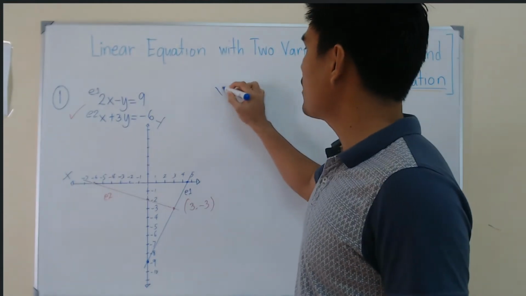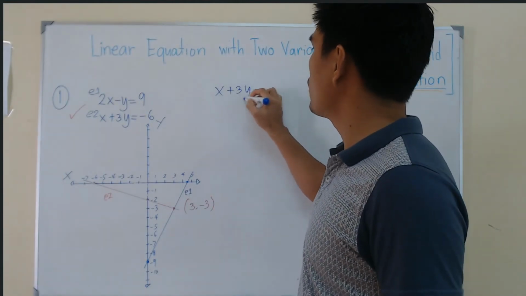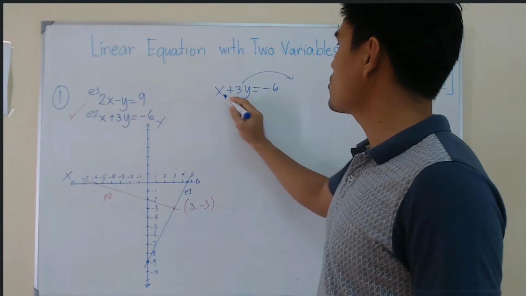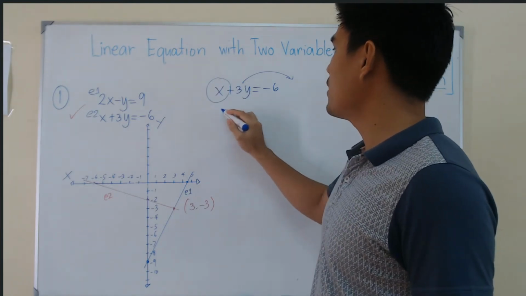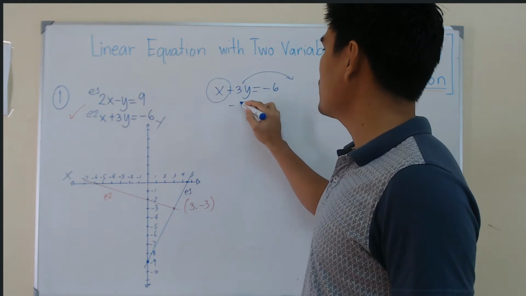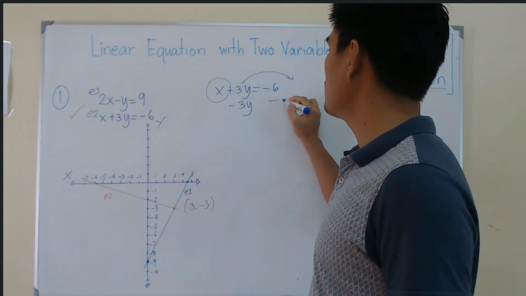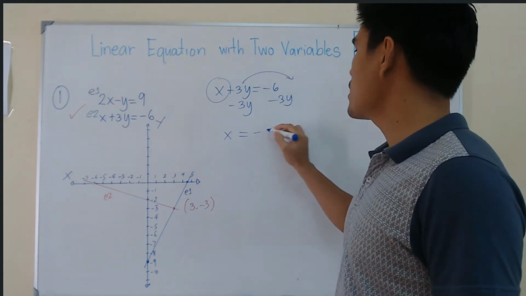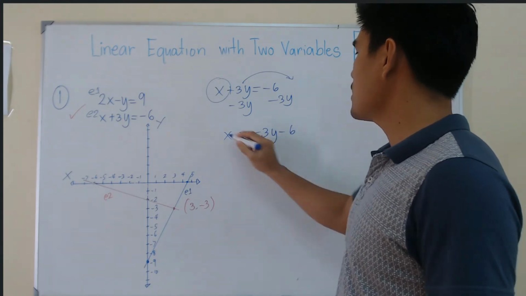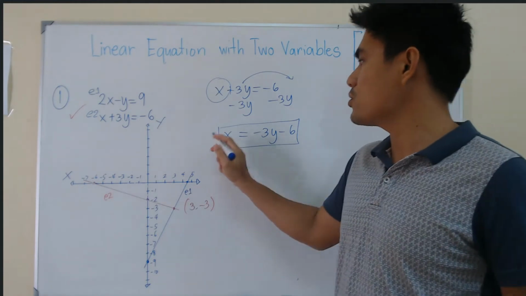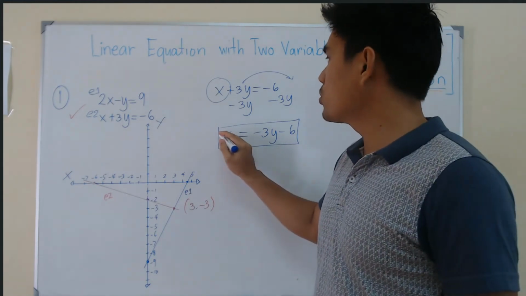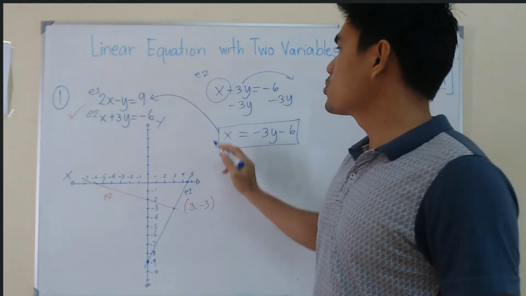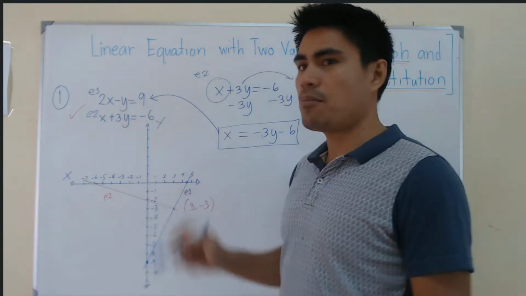So to do that, we have x plus 3y is equal to negative 6. We're going to move 3y to the other side to isolate the x. So we are going to subtract 3y from both sides. So x is equal to negative 3y minus 6. This is the equation we're going to use to substitute into equation number 1. Remember, this one is equation number 2 and we will substitute it into equation number 1.